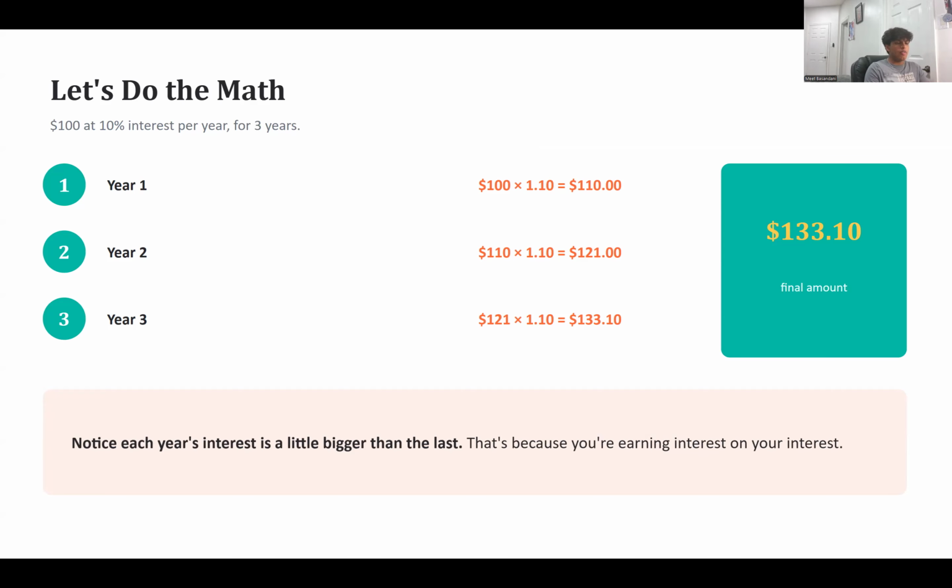All right, notice something. Each year, the amount of interest you earn gets a little bigger. First, it's $10, then $11, and then $12.10. That's because you're earning interest on your interest. After 3 years, you've got $133.10, which is not just $130, which is what simple interest would have given you.